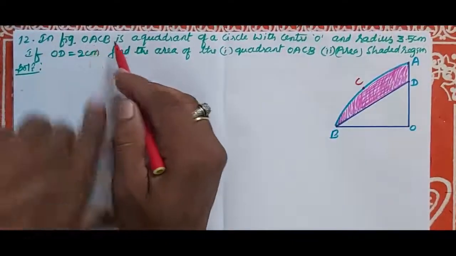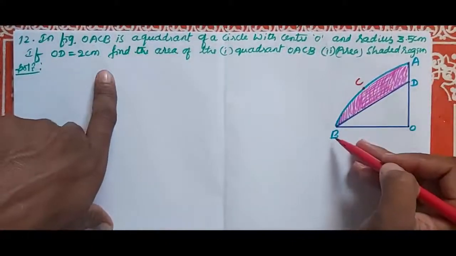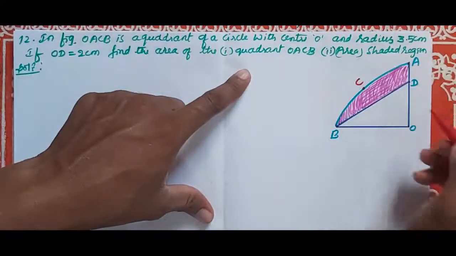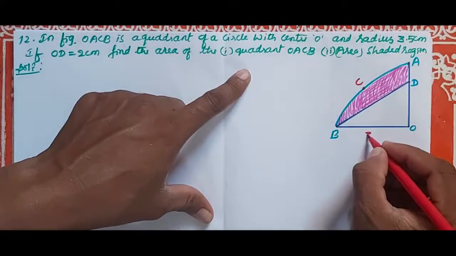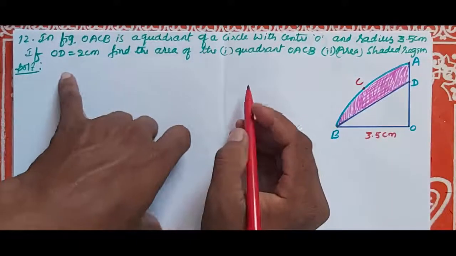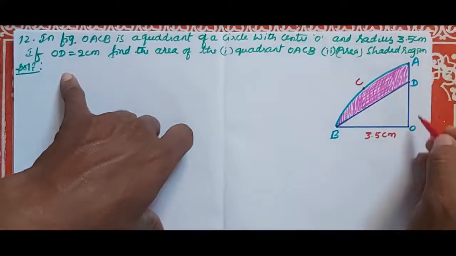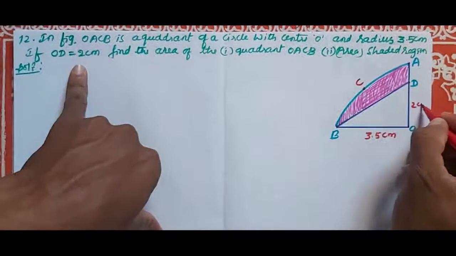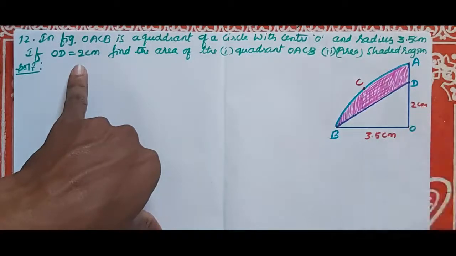In the figure, OACB is a quadrant of a circle with center O and radius 3.5 centimeter. This is O, also 3.5 centimeter. If OD is equal to 2 centimeter, as given here, then this is 2 centimeter.